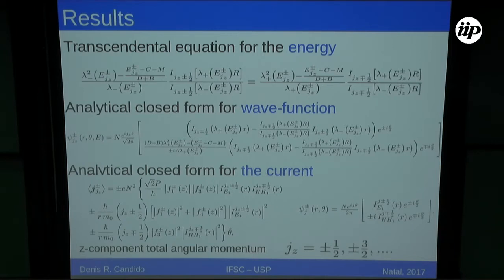Here I use this short notation, with E_H1 being this quantity in the parentheses, and E_HH1 being all of this quantity. The first term is known as the current due to the Bloch function, the Bloch velocity contribution, and the second and third ones are the current due to the envelope function, the envelope velocity.